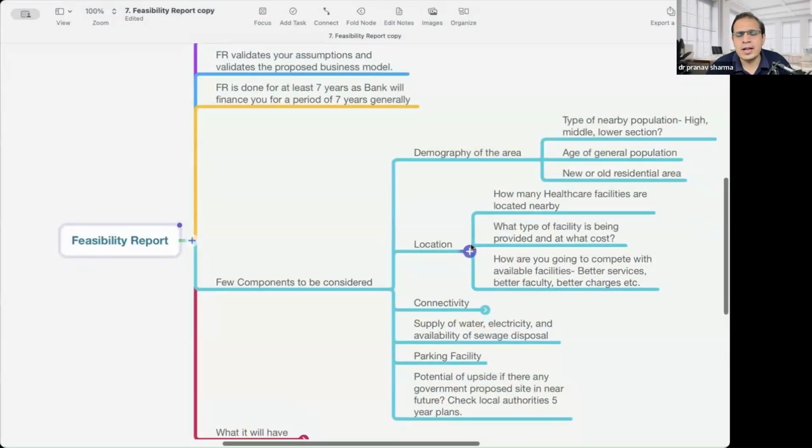This exercise you have to do, to survey the market and understand what the market is already offering. You cannot just come out of the blue and keep some rates which are just unimaginable. So you have to see what rates are existing there, and then how you are going to compete with the facilities which are existing there. Whether you give better services, better facility, better charges. So what is going to be your strategy or what is your plan?